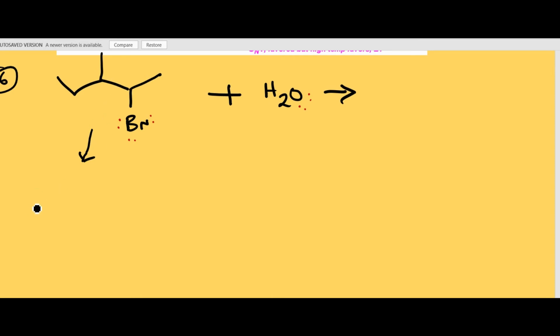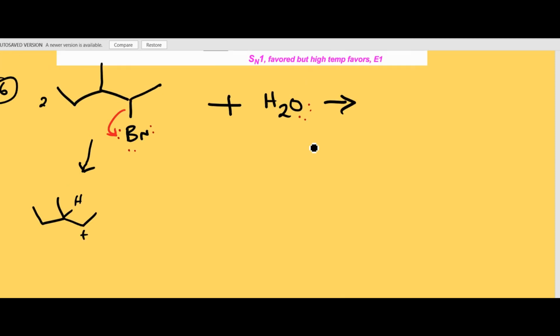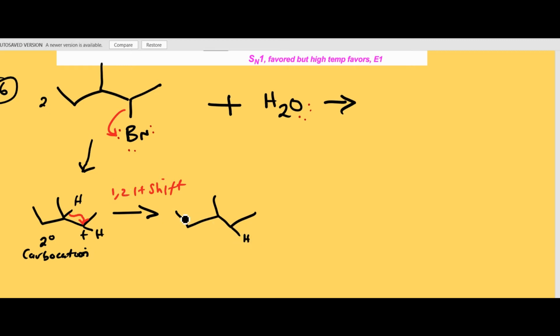So first thing, the Br is going to leave, because the rate-determining step is formation of carbocation for SN1 and E1. Obviously, you see this is a secondary carbocation. We need to check and make sure we can make it tertiary. In this case, yes. Just do a 1,2 H shift. By doing that, well, you know you have a hydrogen there. You're moving the second hydrogen there and the plus charge goes there, just like swapping positions between that hydrogen and the plus sign. Now, this guy is a tertiary carbocation.